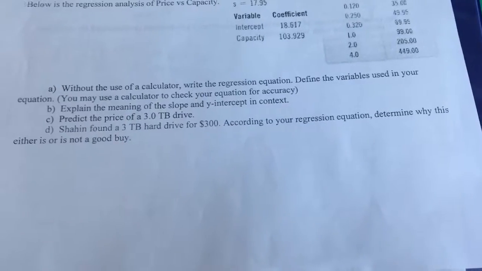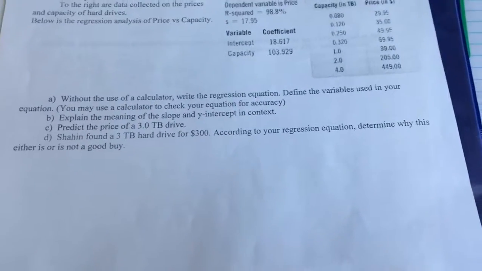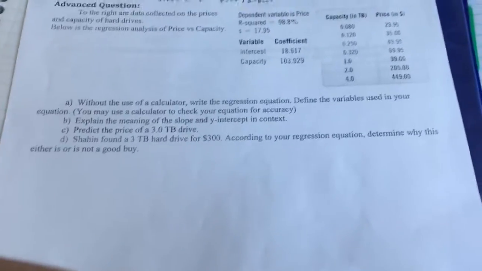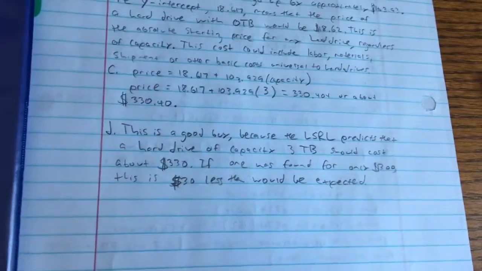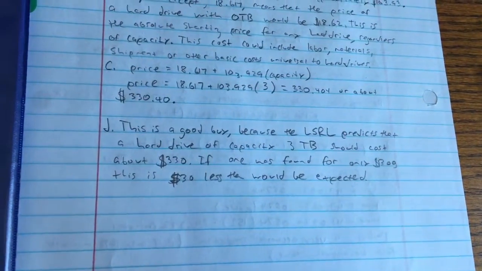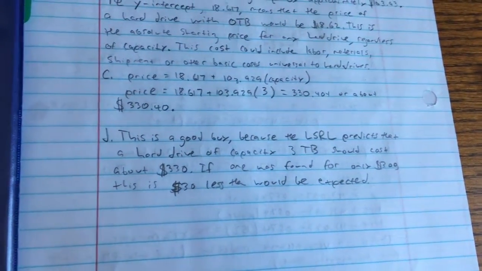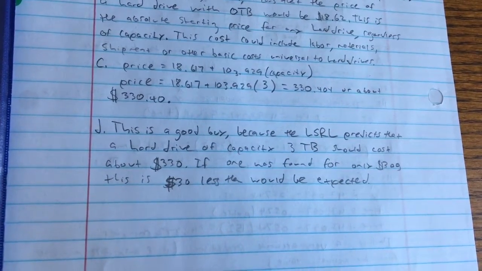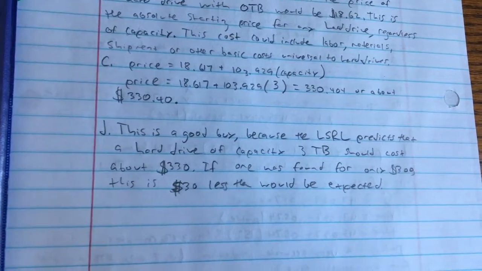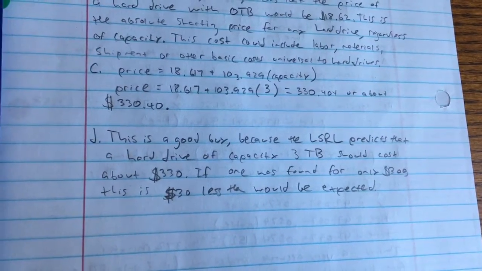Part D then states that Shaheen found a 3 terabyte hard drive for $300, and it's asking us whether or not this is a good buy. So according to our regression line, the price should be about $330. So if he's able to get it for only $300, this is definitely a good deal. He'd be saving about $30.